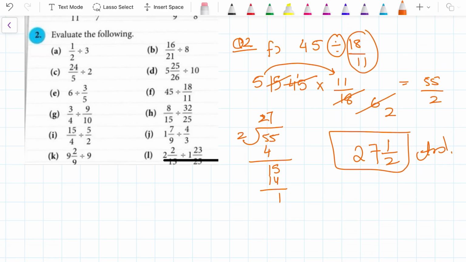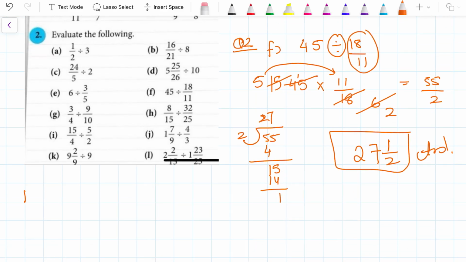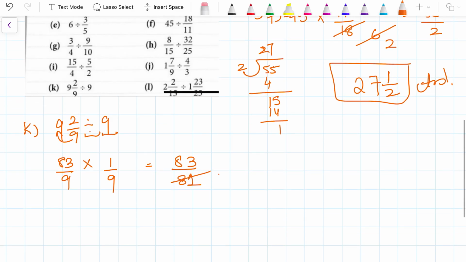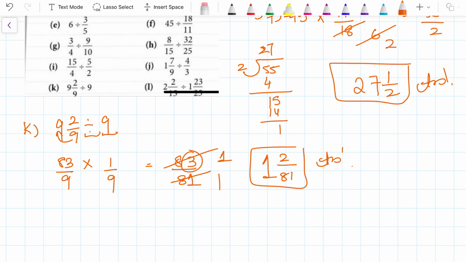Let's discuss another part. For example, K. 9 whole 2 upon 9 divided by 9. 9 times 9 is 81. 81 plus 2 is 83 upon 9. Multiply by the reciprocal. 83 upon 81, this cannot be simplified. The fractions cannot be simplified, so I went ahead with multiplication. 81 times 1 is 81. And 2 is the remainder divided by 81. So this is going to be my answer.